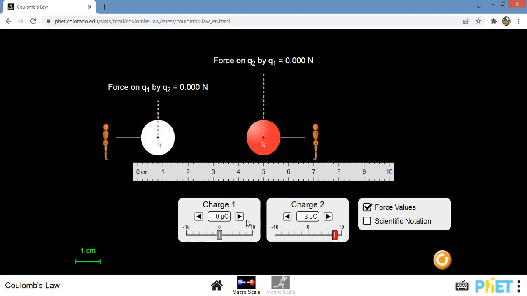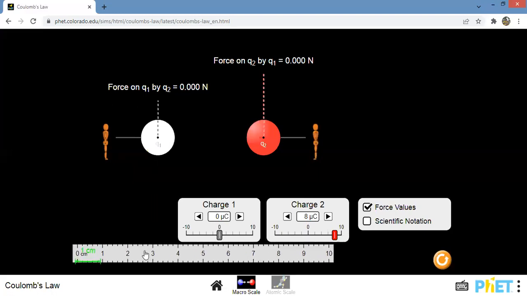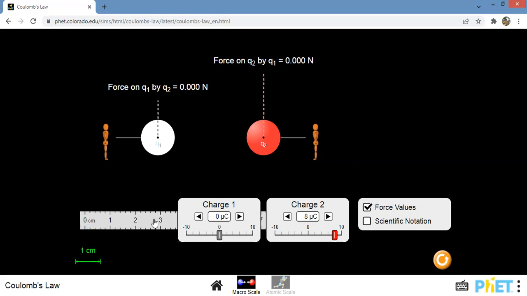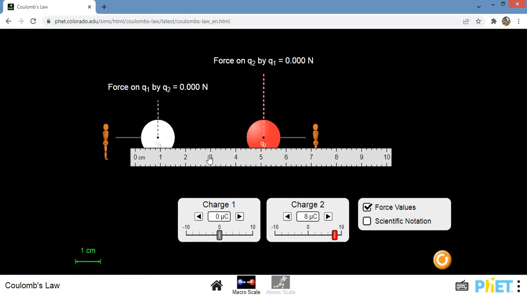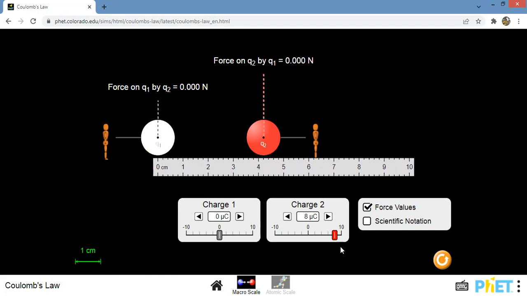Now our ruler here, we can check the value of our ruler. This value from 0 to 1 is actually 1 centimeter long. So we can transfer this and be able to determine the distance between our charges. Again, the way we change the value of our charge is by sliding this button here below.